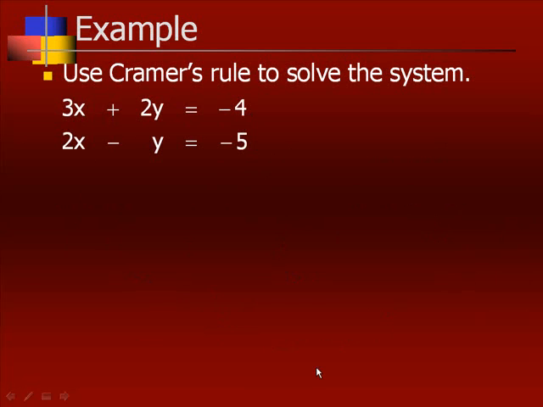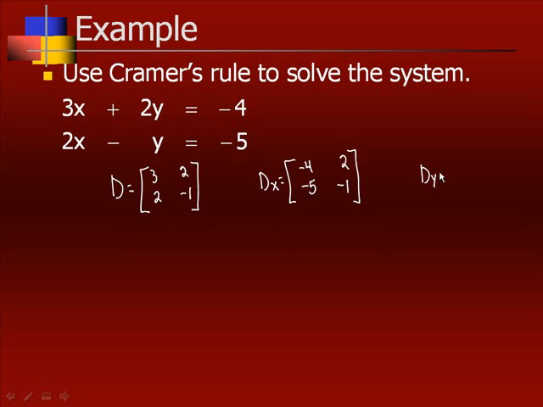I'm going to run through another one real quick. We've got D, which is the x and the y, which is 3, 2, 2, -1. We've got dx, which we put our answers in the x column, keep our y column, 2, -1, and put our dy, we put our answers in the y column, -4, -5, and we keep our x values 3, 2.